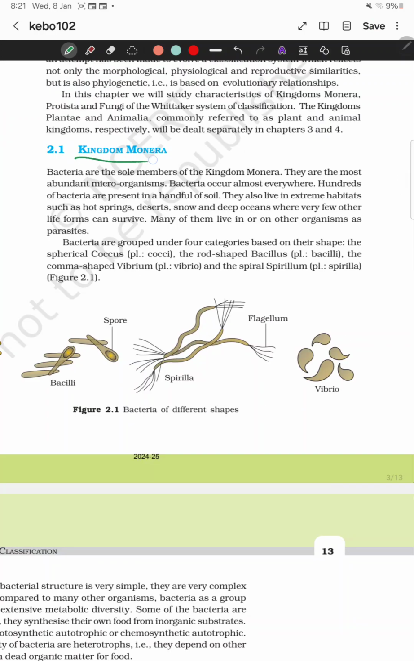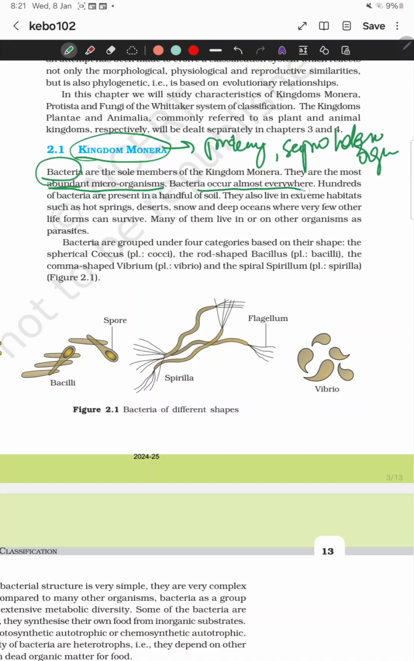Let's go through the kingdom Monera. Already said that it is the prokaryotic cell. These are saprophytes, heterotrophic organisms. It definitely includes bacteria. These are abundant, meaning a lot of microorganisms can be seen anywhere, like hot springs, desert, snow, deep oceans, wherever life can form and survive. These have different shapes based on the environment.